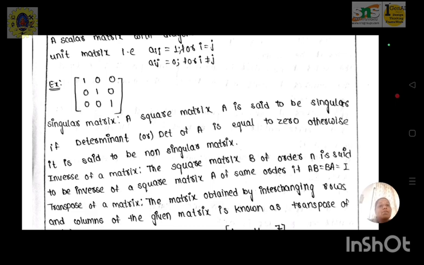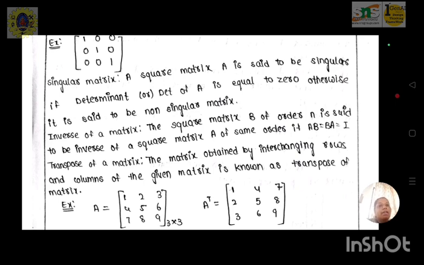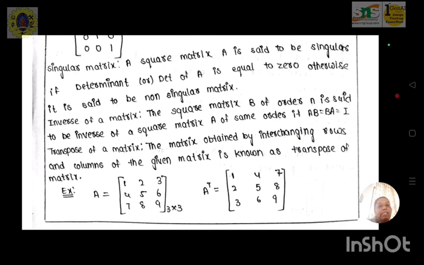Then the next one is the transpose of a matrix. The matrix obtained by interchanging the rows and columns of the given matrix is known as the transpose of the matrix. Here we are having one example. A is considered as 1, 2, 3, 4, 5, 6, 7, 8, 9. A transpose is obtained by changing the first column into the first row. So 1, 4, 7 is a column in A, and for A transpose we write that as a row, 1, 4, 7. The second column 2 5 8 is written as the second row 2 5 8, and the third column 3 6 9 as the third row 3 6 9.